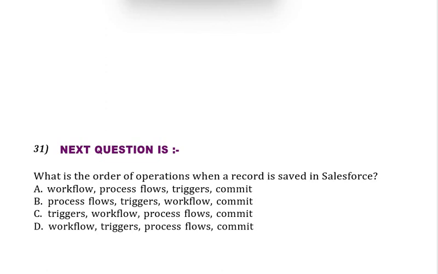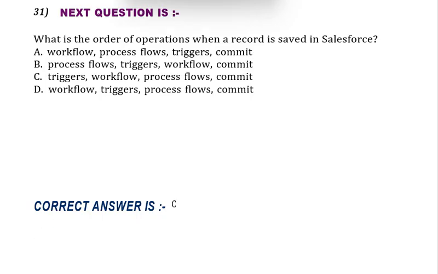Question is: what is the order of operations when a record is saved in Salesforce? Option A. Workflow, process flows, triggers, commit. Option B. Process flows, triggers, workflow, commit. Option C. Triggers, workflow, process flows, commit. Option D. Workflow, triggers, process flows, commit. Correct answer is option C.